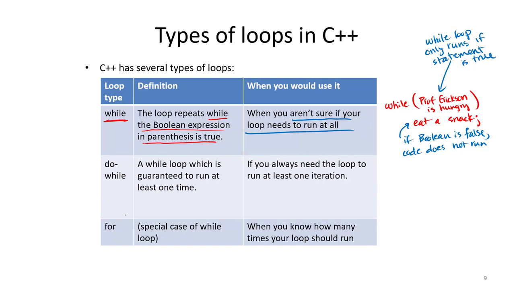Next kind of loop is the do while loop. A do while loop is a while loop, but notice it is guaranteed to run at least one time. So it's a little bit of a special case of a while loop, and you use it if you always need the loop to run at least one time. A good example when you might consider using a do while loop is if you're trying to make a menu. Like maybe you always want to display a menu.